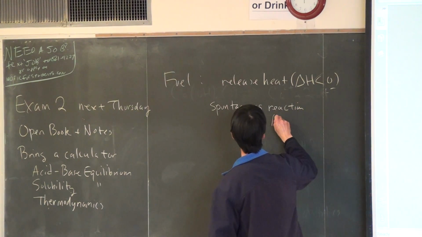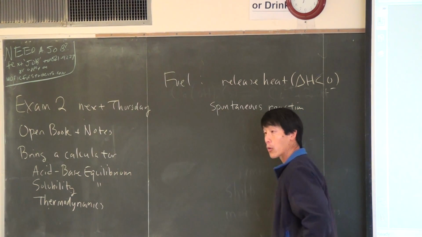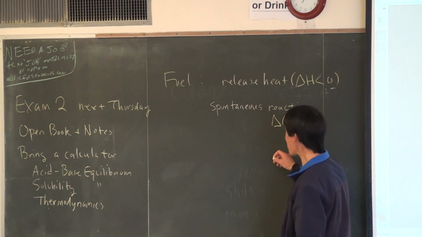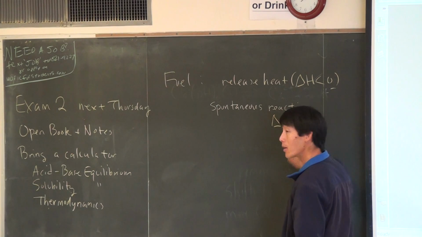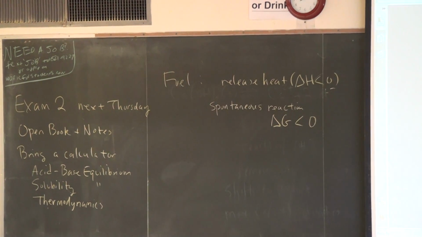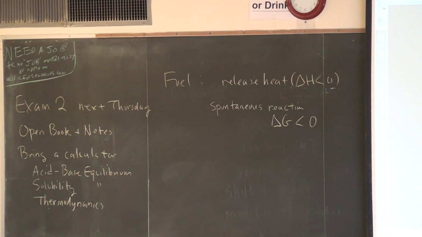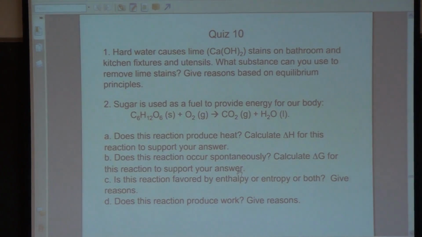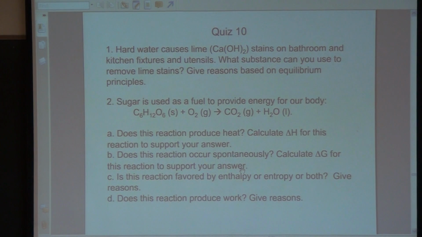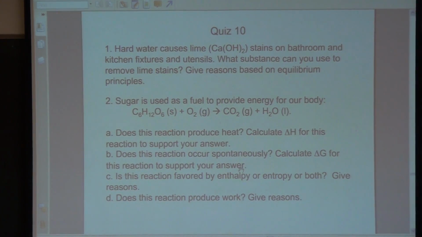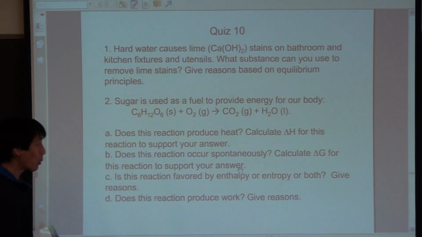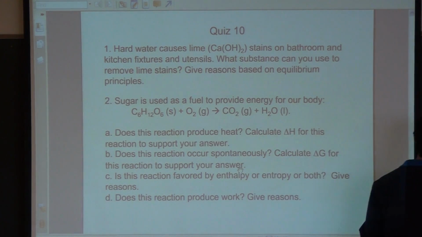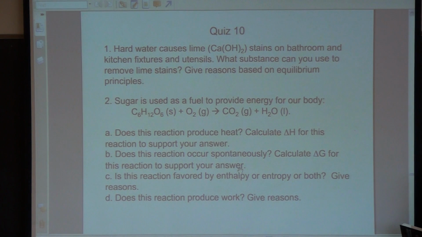Which means that delta G for that should be greater than 0 or less than 0? Greater than 0. Yeah, so for a spontaneous reaction, delta G is going to be less than 0. Okay, so let's calculate delta G for this reaction to support your answer. So again, we'll look up the delta G of formation. So let me erase the delta H of formation, replace that with delta G. So we'll do the same calculation we did before.